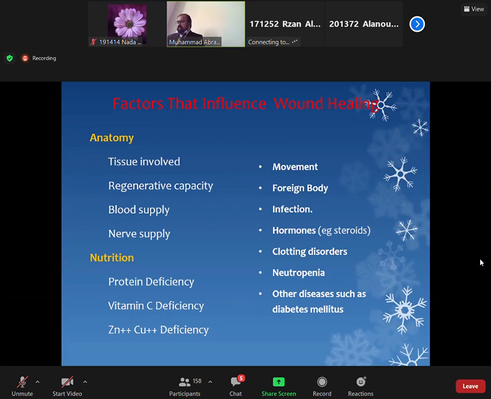Other diseases such as diabetes, you people please kindly take care. In Saudi Arabia, diabetes is increasing day by day. If one of your parents, either father or mother, is diabetic, you have a 50% chance of developing diabetes in your 40s, 50s. If both parents, mother and father, are diabetic, you have an 80% chance of developing diabetes.